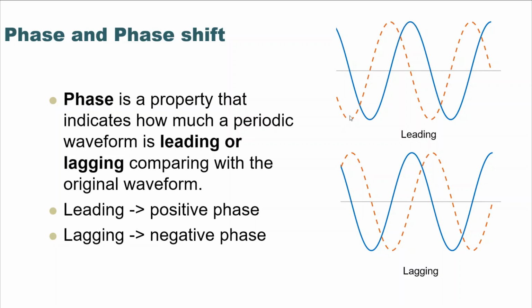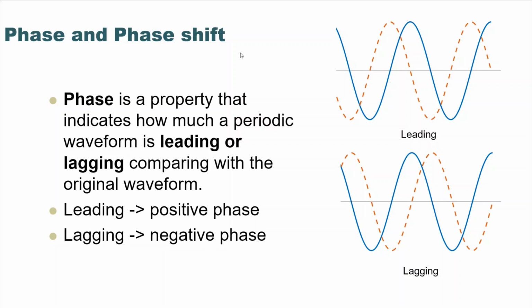waveform is called leading phase when it's coming before the original one. You see the red peak is coming before the blue peak. And it's called lagging when it's coming after the original one. So when it's leading, the phase is positive. When it's lagging, the phase is negative.